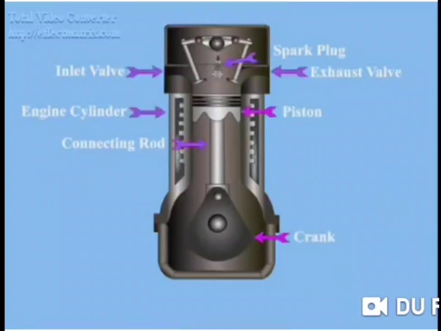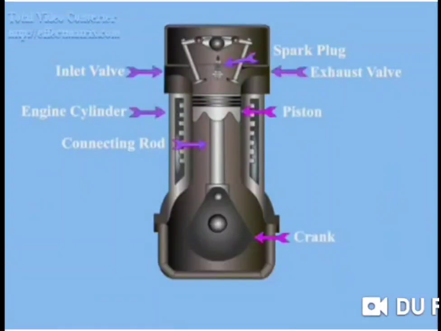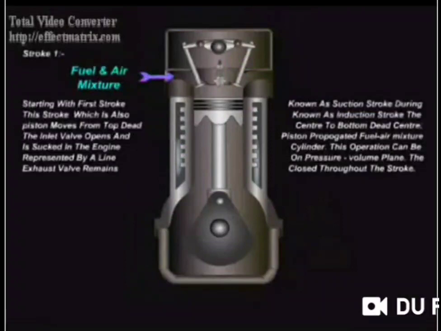Now, at the top of the cylinder, we observe the inlet valve. On the other side, you observe the exhaust valve. This is the spark plug, by which the ignition of the air fuel mixture takes place. So this is the construction of the 4-stroke engine. Now let us understand how these 4 strokes are obtained.